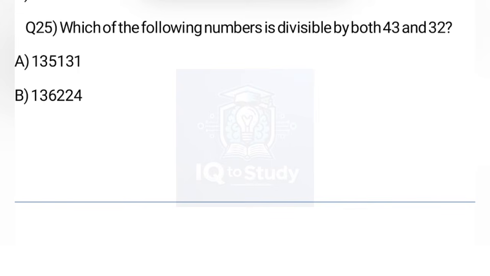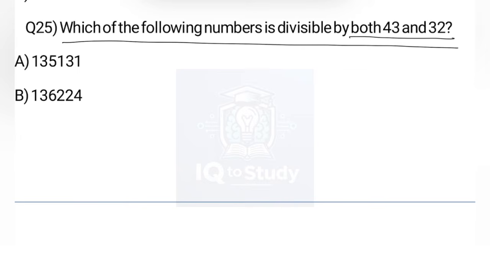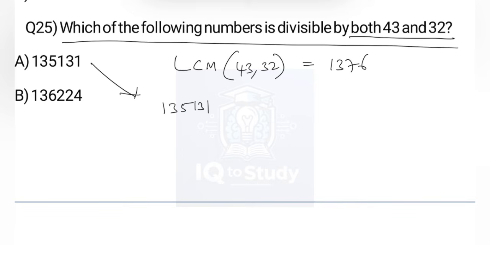Which of the following numbers is divisible by both 43 and 32? A number divisible by both 43 and 32 means it must be divisible by their LCM. We know that the LCM of 43 and 32 is equal to 1376. Check which option is divisible by 1376. Let's consider A. 1,35,131 divided by 1376 is equal to 98.2. It means it's not completely divisible.